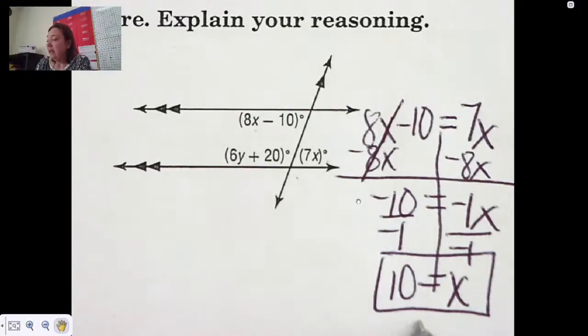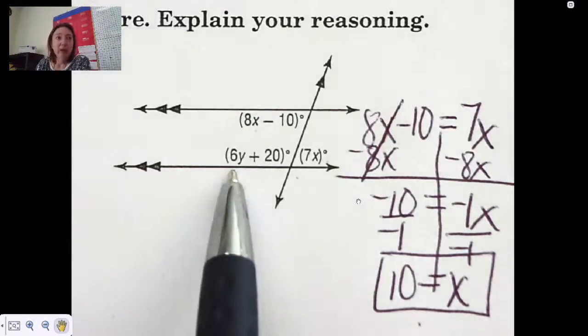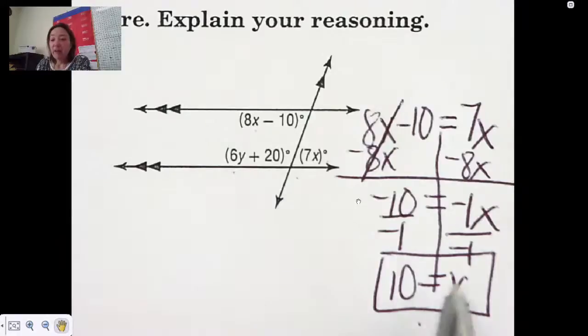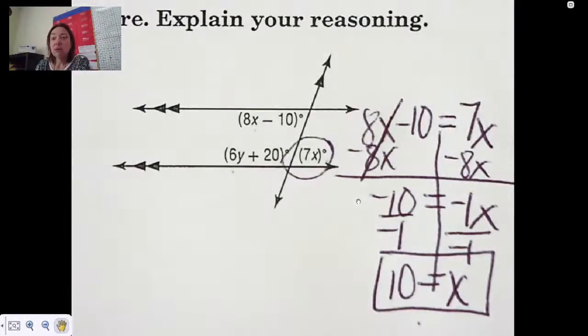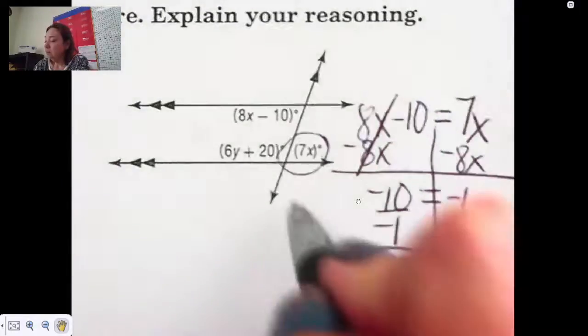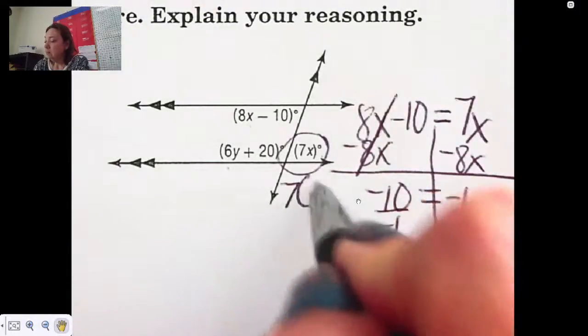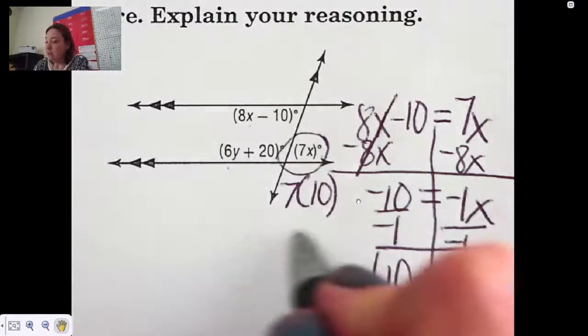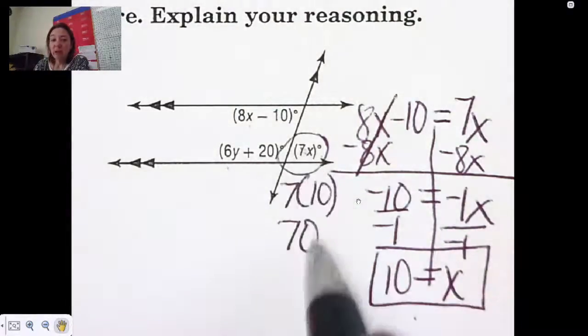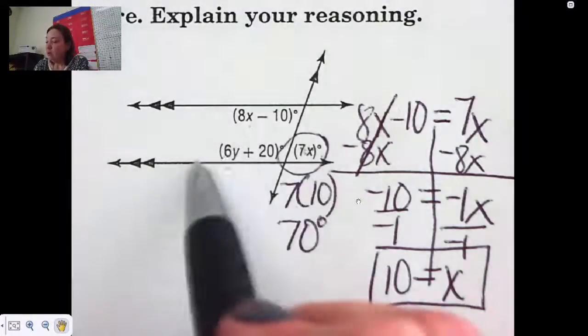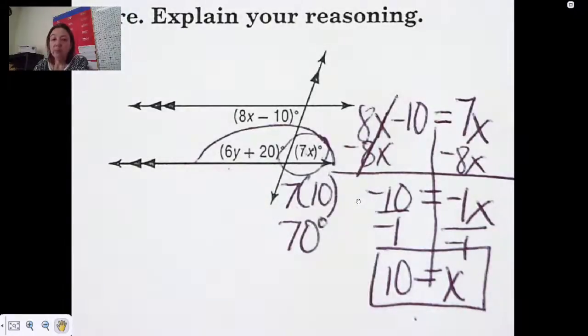Okay, now, we still have to find y. But now that we know x, can we find this angle? So what would we do to find that angle? And what's that going to give us? 70. So we know that this angle right here is 70 degrees, right? So if it's 70, what's the relationship between these two? They're supplementary. They're 180, aren't they?